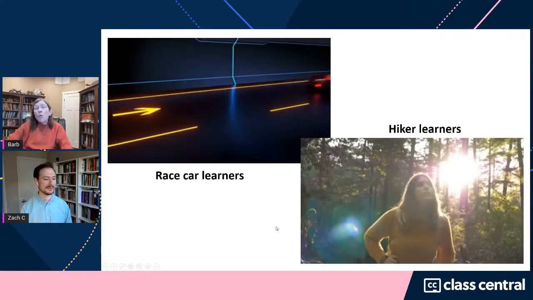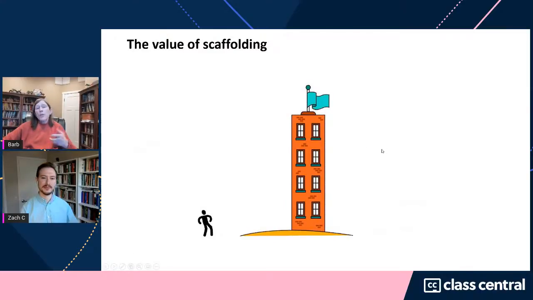In fact, some Nobel Prize winners are hiker type learners, and they won the prize because they looked at all the little details the race cars just jumped right over and took for granted. But the hikers were able to see where the problem was. And even though it was harder and slower for them to learn, they were able to solve problems that the race cars could not. So ultimately, especially if you are a hiker type learner, scaffolding is really helpful for you.